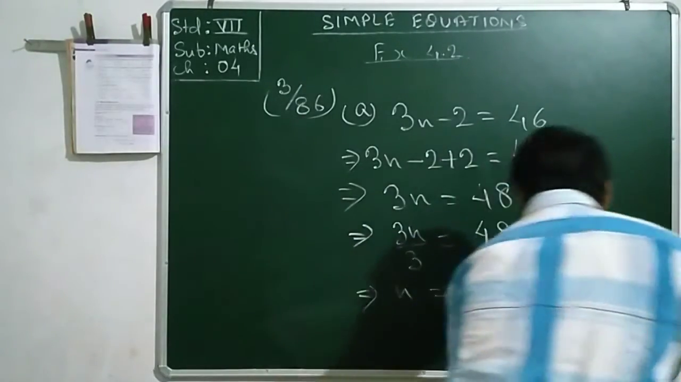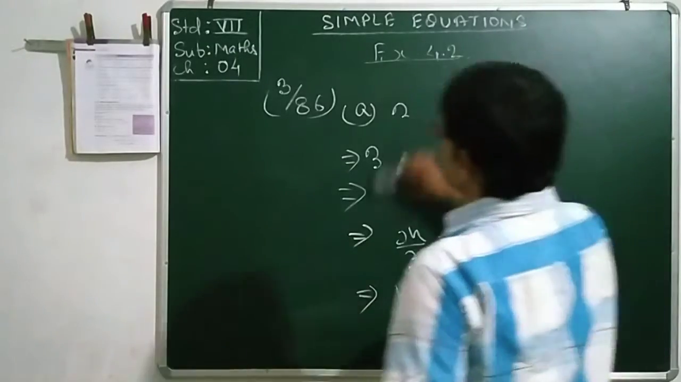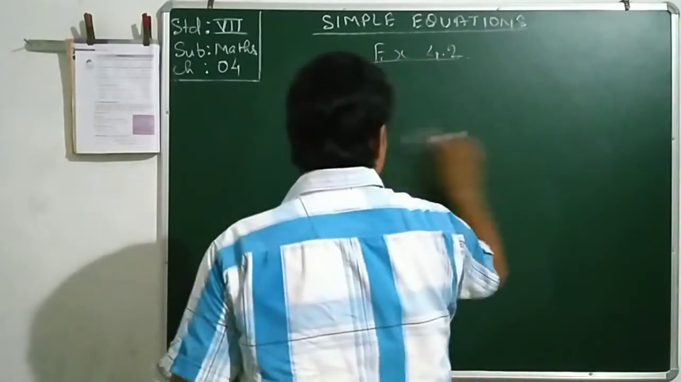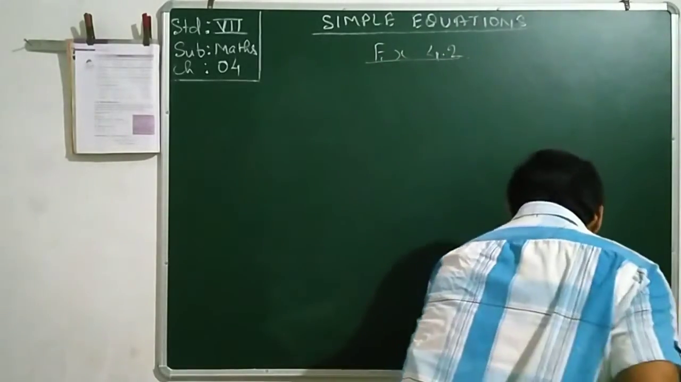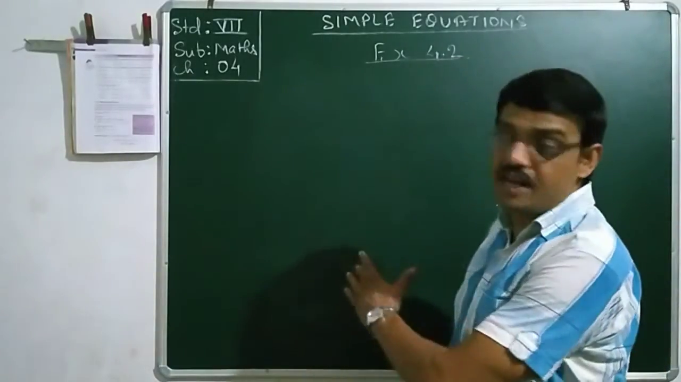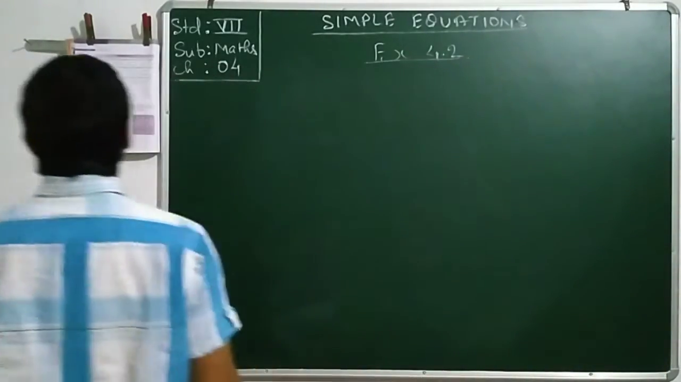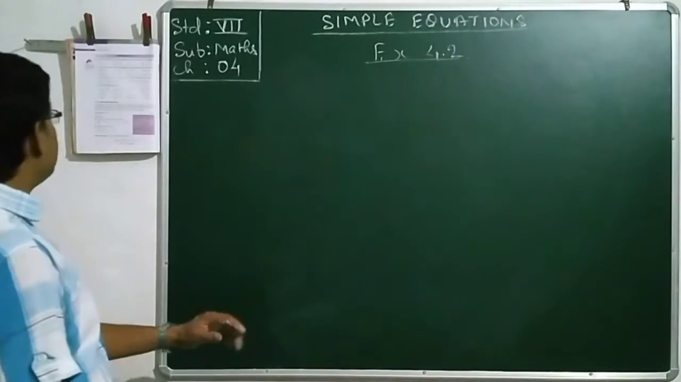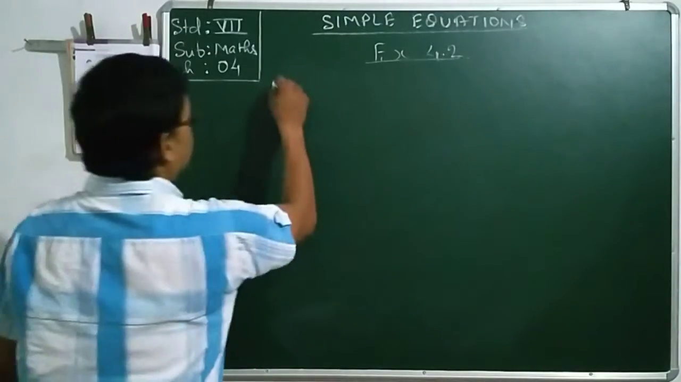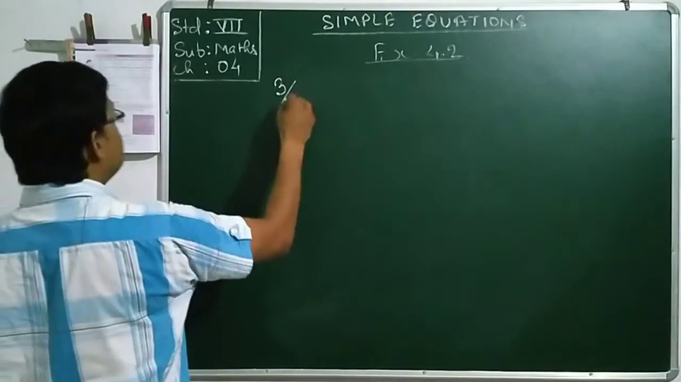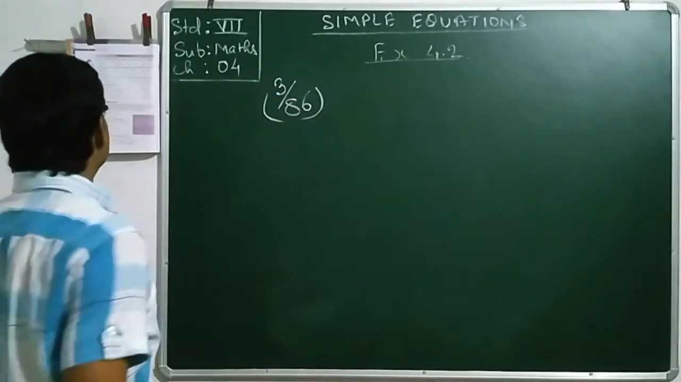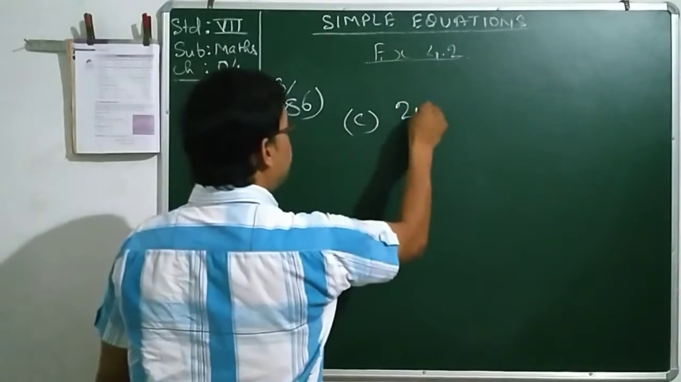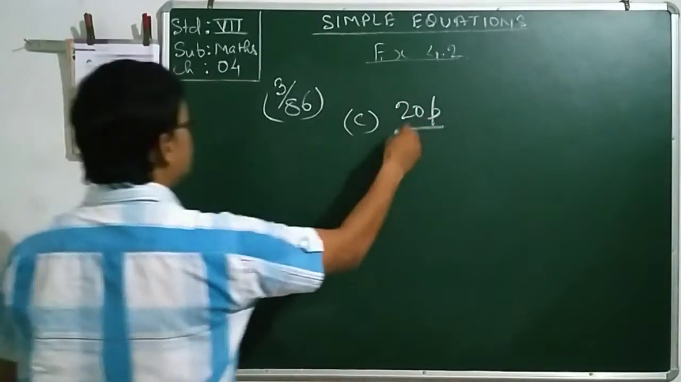Come to the 4 number sum now. The rest of the sums seem to be very similar to the sum I have explained here. One more sum we can go for, that is C of 3 number. Come to the 3 number once again. Third sum, that is C number, 20p by 3 equal to 40.